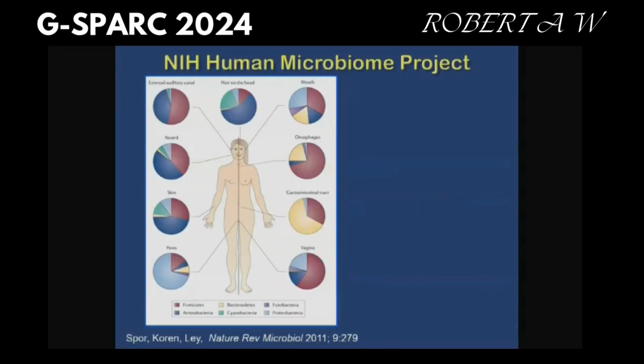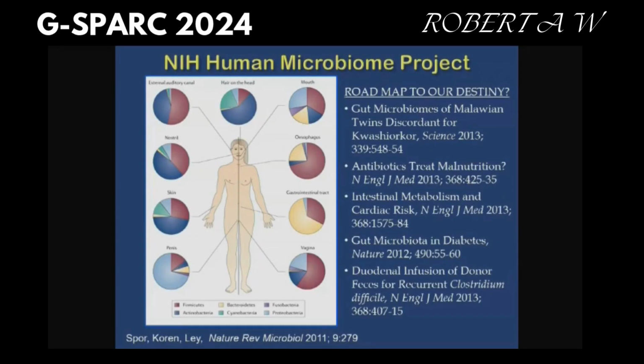And this is an example of the Human Microbiome Project from the NIH that remarkably increased our understanding of how our flora, that is our microbiomes, influence many, many diseases. So not only does it influence malnutrition and intestinal metabolism, but it influences cardiac risk, diabetes risk, all sorts of things. And this has actually led to an important intervention.